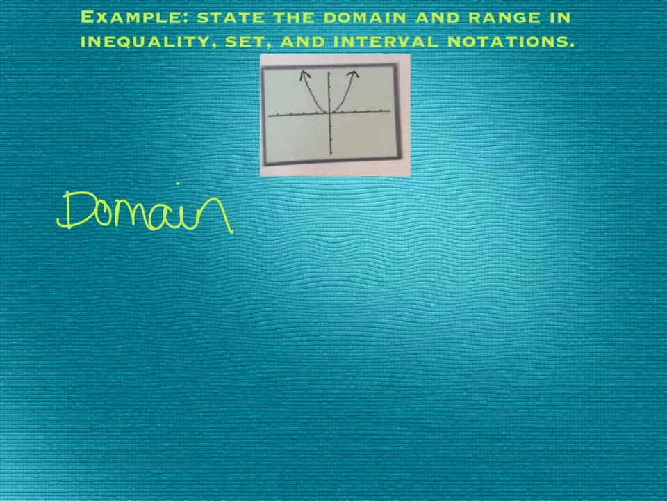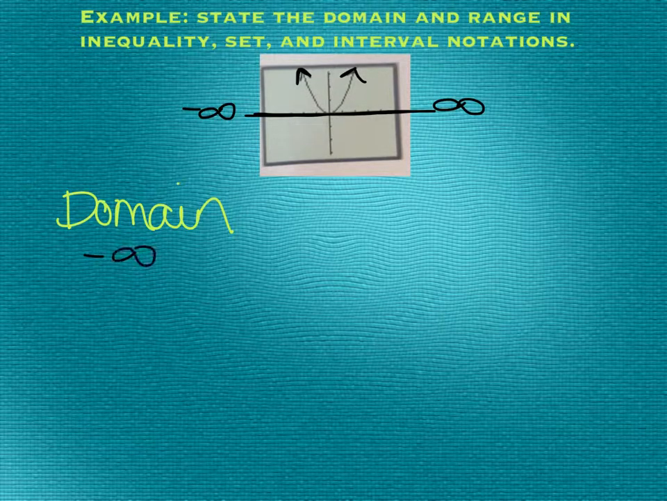And if you look at our x's, there are little arrows here, and remember, arrows mean it goes on forever. So negative infinity is our left bound, and positive infinity is our right bound. So our domain, if we were to do an inequality, we would have to say negative infinity is less than x is less than infinity.